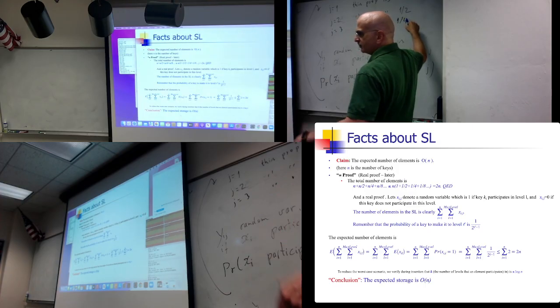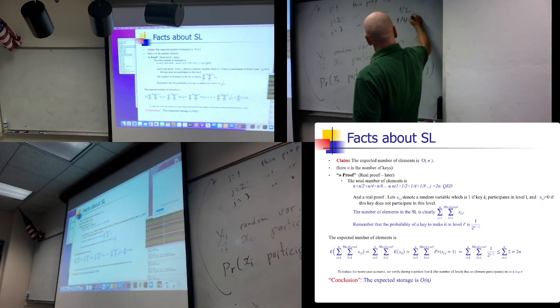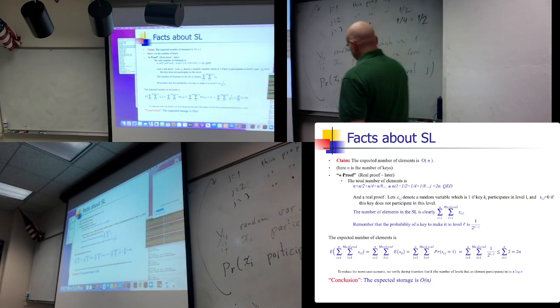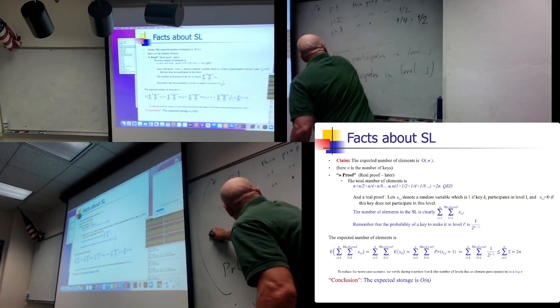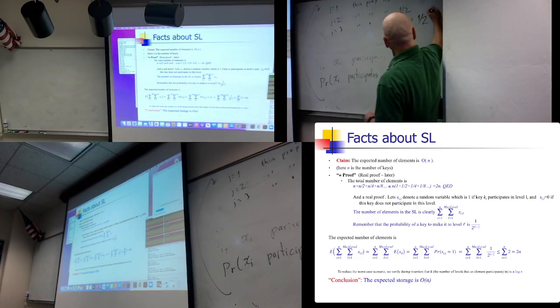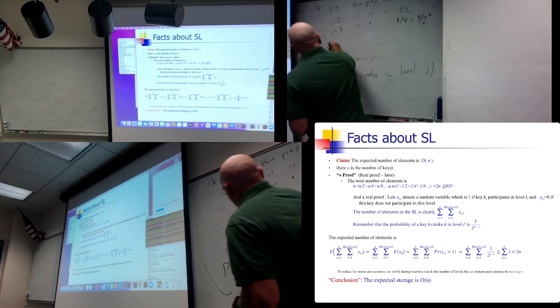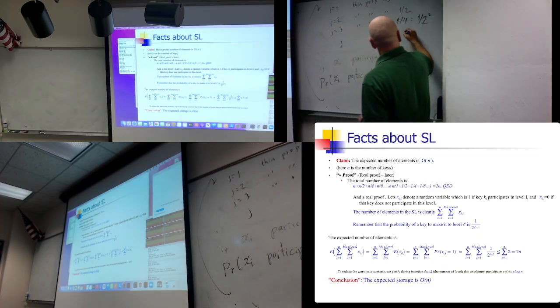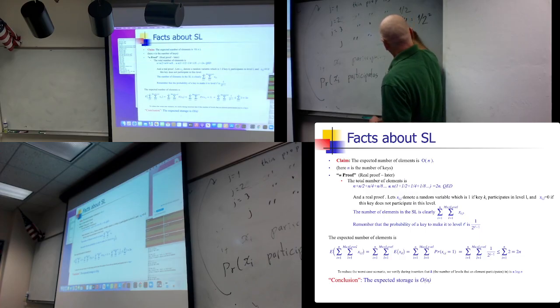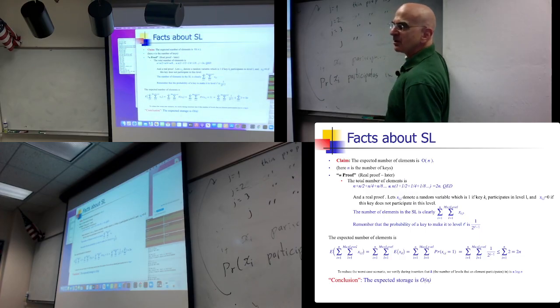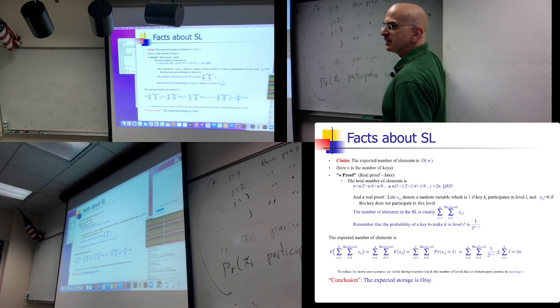You need to win the 2 coin tosses, so it's 1 times half times half, writing it as 1 over 2 to the 2. And for arbitrary j, this probability is 1 over 2 to the j minus 1. A bit noisy because the lowest level is level 1.